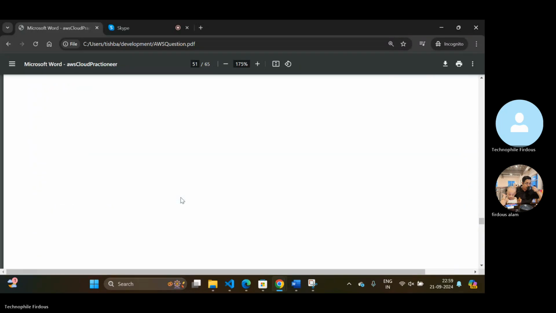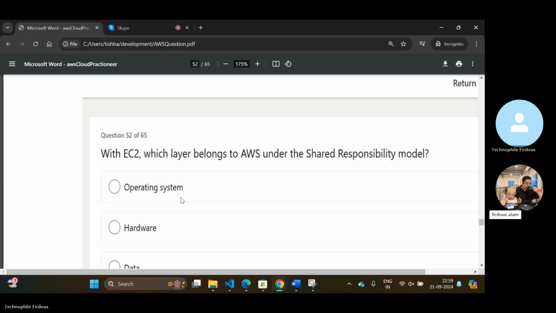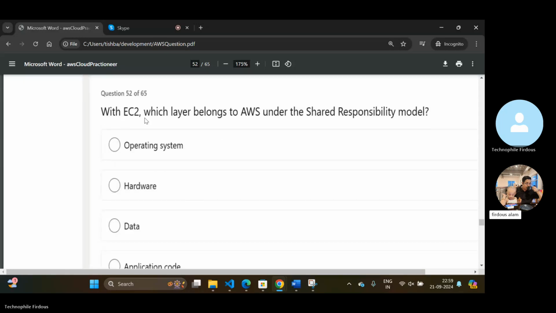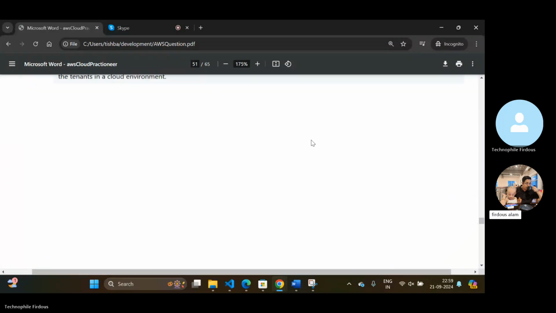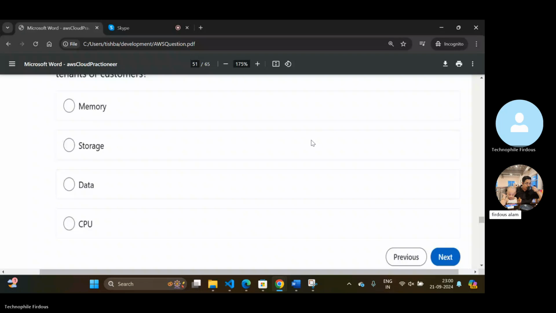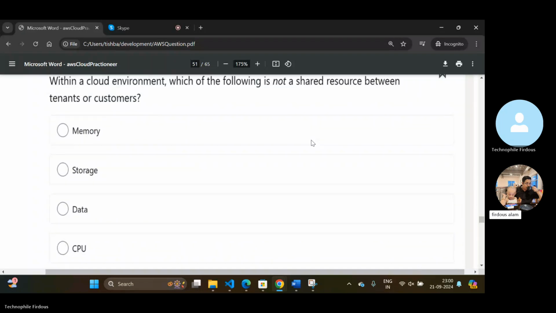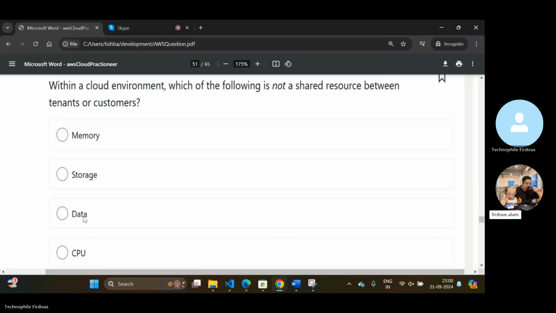And why it's correct, you can see the explanation. Okay, 52. With EC2, which layer belongs to AWS under the shared responsibility model? Okay, what we can share and what we cannot share. If you see this answer, it's the opposite of the previous answer. What we cannot share is the data. What we share is memory, storage, and CPU, right?